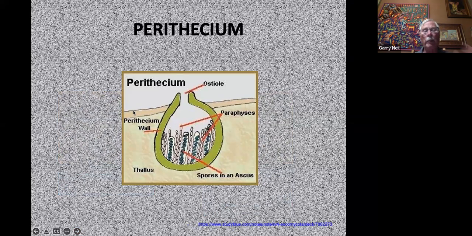Okay, let's go back to the perithecium again. So the perithecium, again, is sunken into the thallus. It has a wall around it. The opening is called an ostiole. And again, the asci are inside, containing the ascospores. And when the asci break open, they usually shoot out of here. And again, after that, they're on their own to try to find a mate. In other words, an algae.